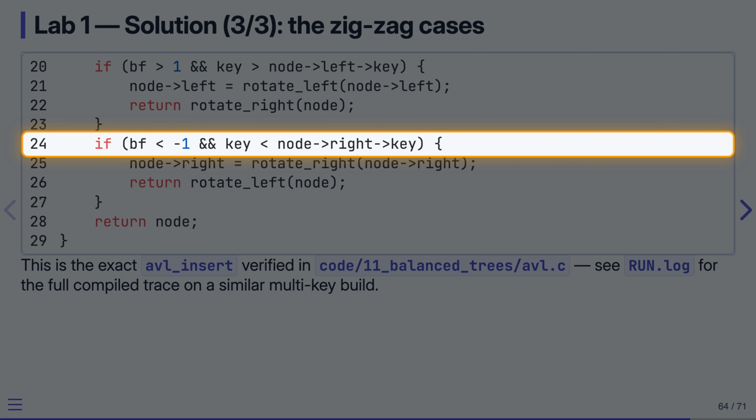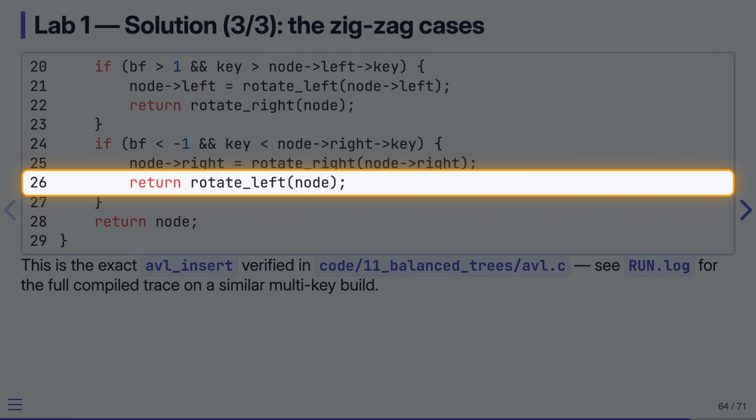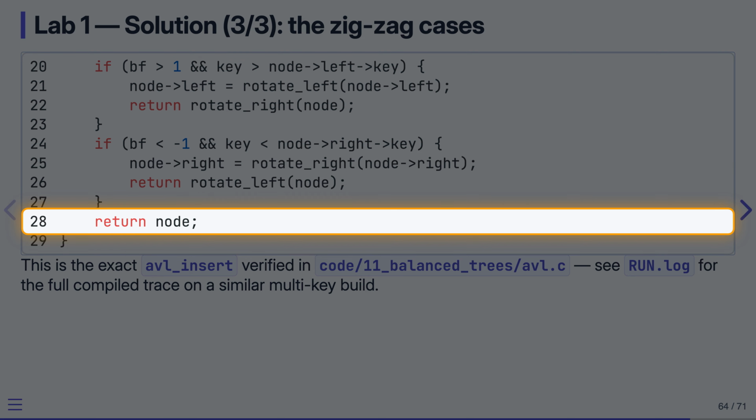The right-left case is the zigzag on the other side. First, we rotate the right child to the right. Then we rotate this node to the left. And if none of the 4 cases fired, the node was already balanced, so we return it unchanged. This is the exact function verified in the course code. Check the run log to compare your printed heights against a known good build.